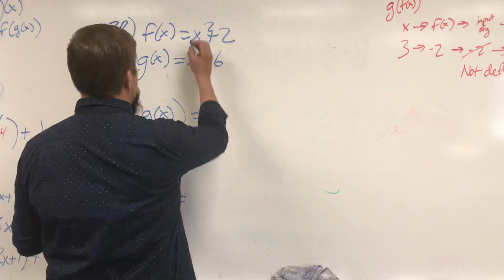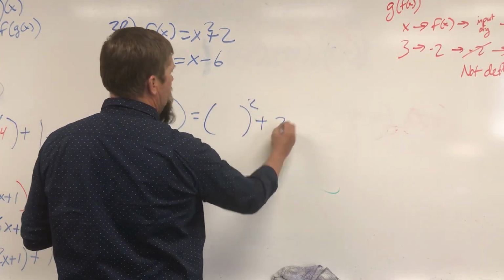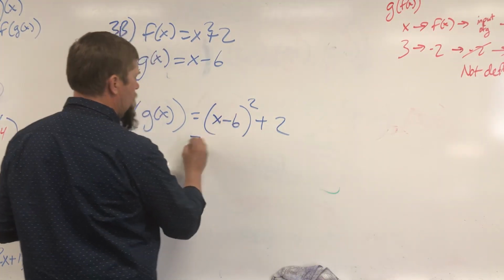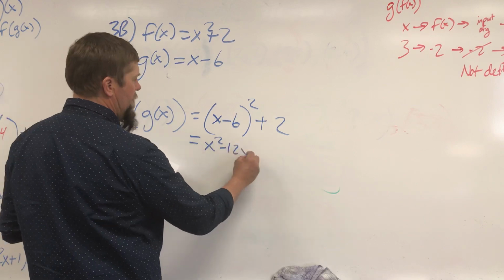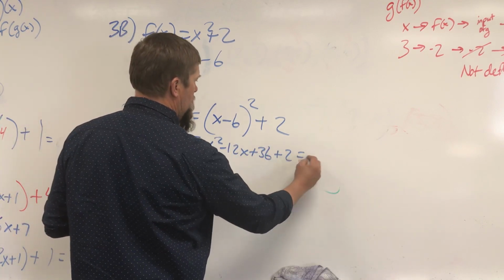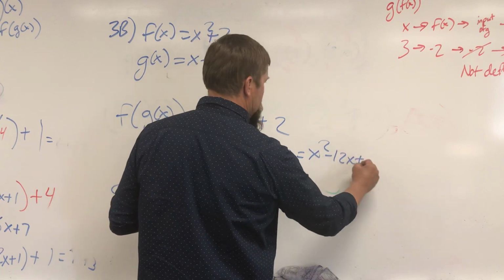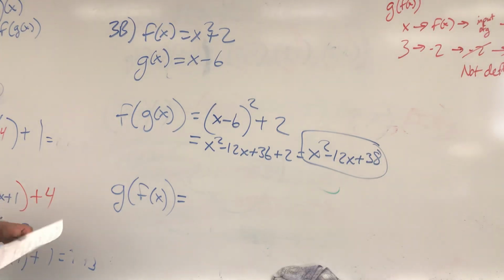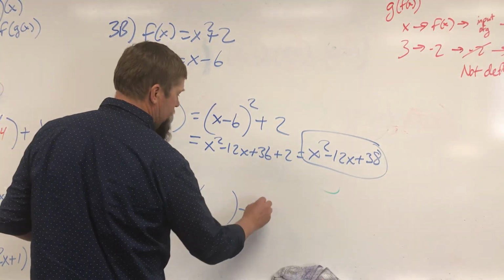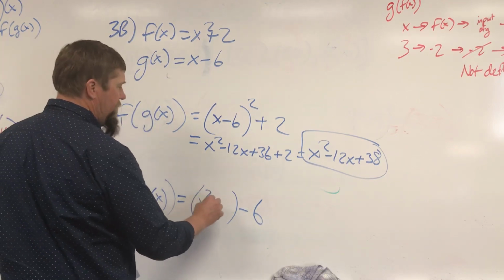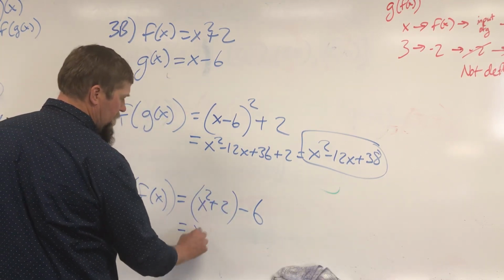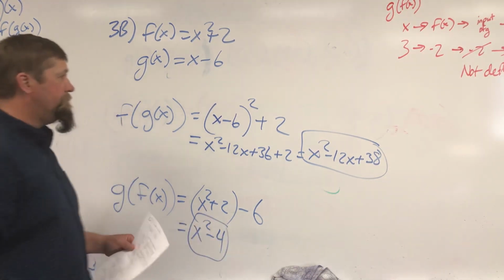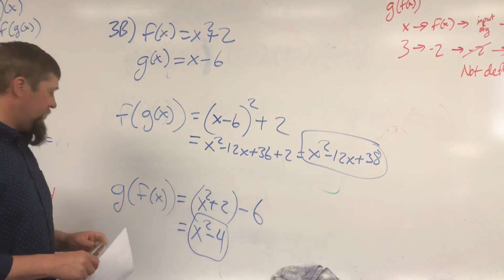So f of g of x: I start with f of x, parentheses squared plus 2, and then I put the g into it. And then I simplify. x squared minus 12x plus 36 plus 2 is x squared minus 12x plus 38. Now g of f of x: you start with g of x, so parentheses minus 6, and you put in the f of x function. So I end up with x squared minus 4. So as you can see, they are not the same. And that's how you do composition of functions.